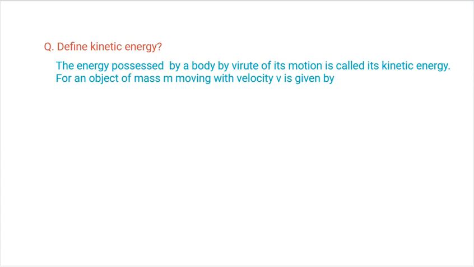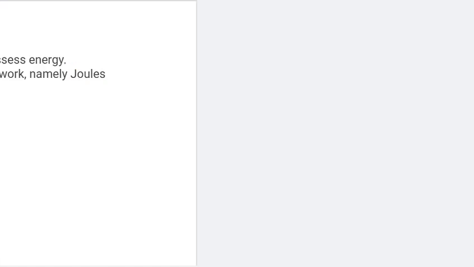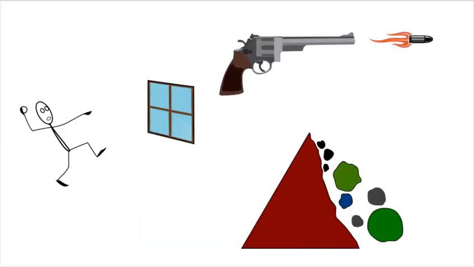Now let's discuss the first type of energy. The first type of energy is known as kinetic energy. Kinetic energy is the energy which a body acquires due to motion. Let us consider this case. This kid is throwing the stone. Because the stone is moving, it acquires energy, and this energy is known as kinetic energy.